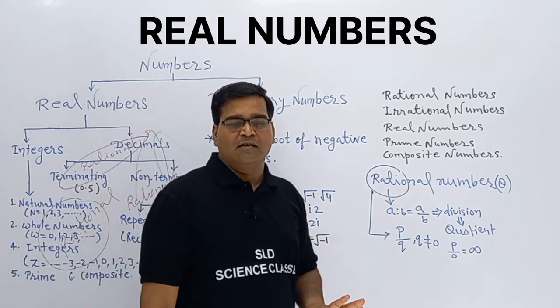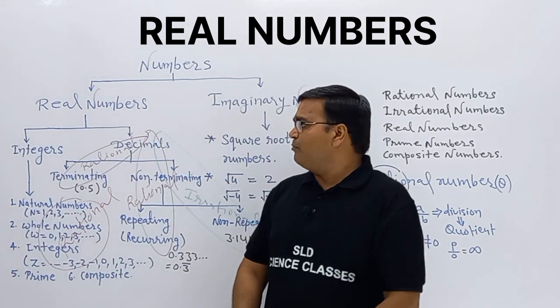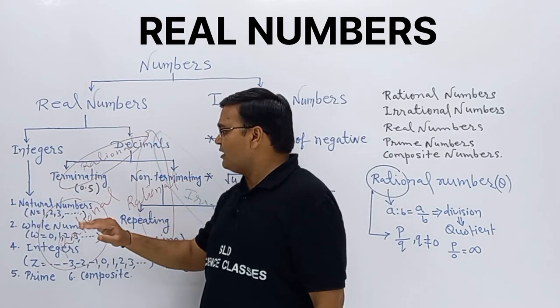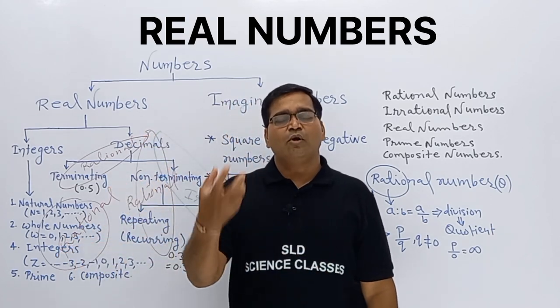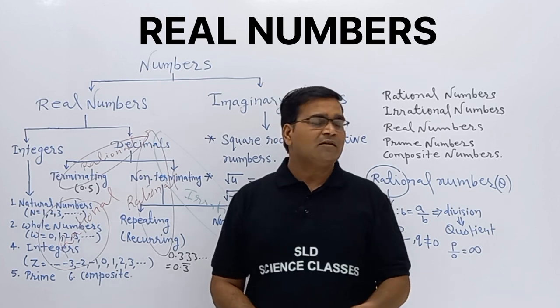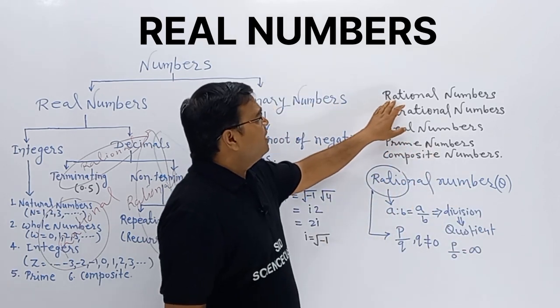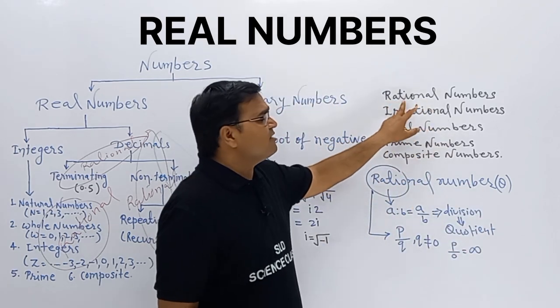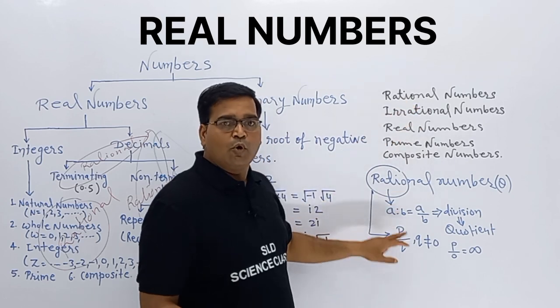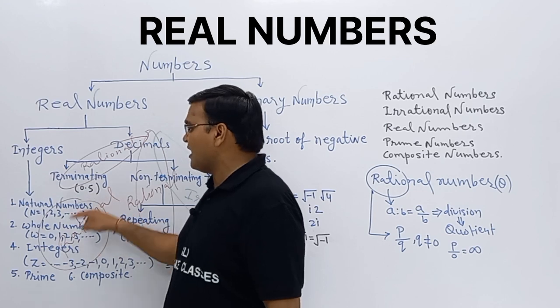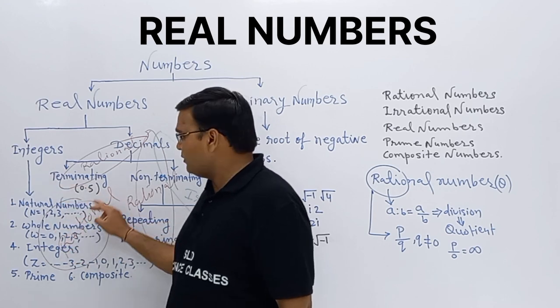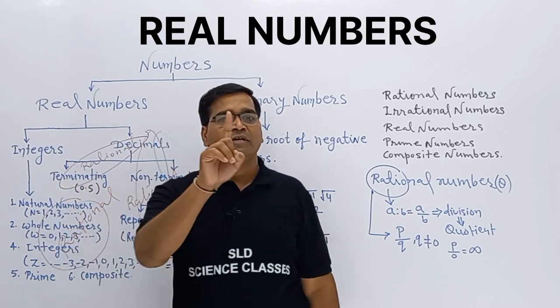In real numbers, we have various numbers: natural numbers, whole numbers, integers, and decimals, within which we have studied terminating and non-terminating. But now we are having rationals and irrationals. Rationals are expressed in the form P upon Q. All integers are rational, since integers include natural and whole numbers, so we can say these are all rationals.